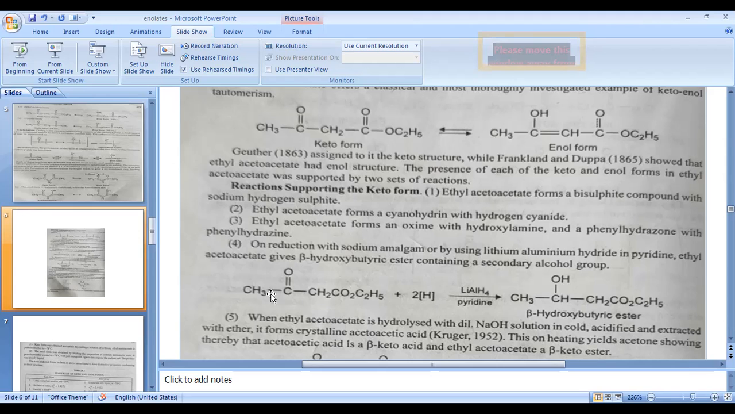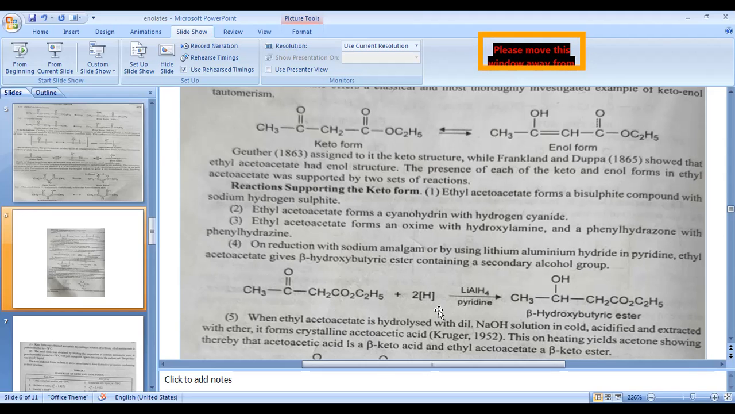The presence of the ketone functional group is indicated by all these reactions: formation of the bisulfite addition product, formation of the cyanohydrin with HCN, and then condensation products with hydroxylamine and phenylhydrazine. With hydroxylamine it forms an oxime, and with phenylhydrazine it forms a phenylhydrazone.